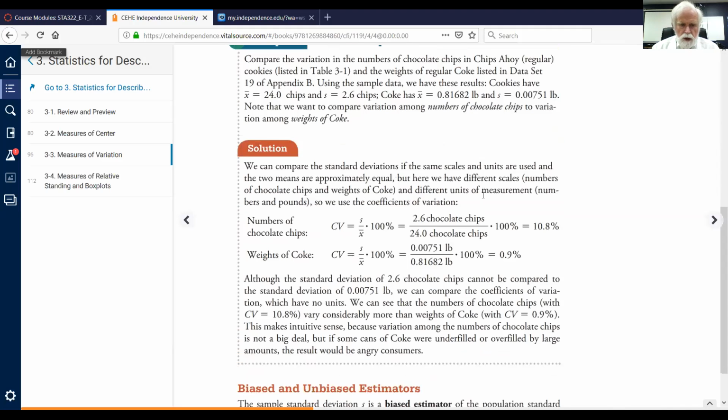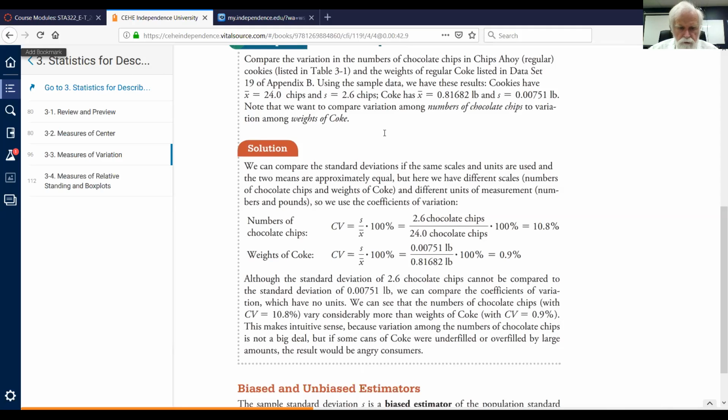So we can take a look here at two very different types of data sets. One is our Chips Ahoy cookies, and then the weights of regular cans of Coke that are listed elsewhere. Using sample data, for the cookies we already know the mean is 24, standard deviation 2.6. Coke has a mean weight per can of 0.81682 pounds and a standard deviation of 0.00751 pounds. How do we compare these two different data sets?